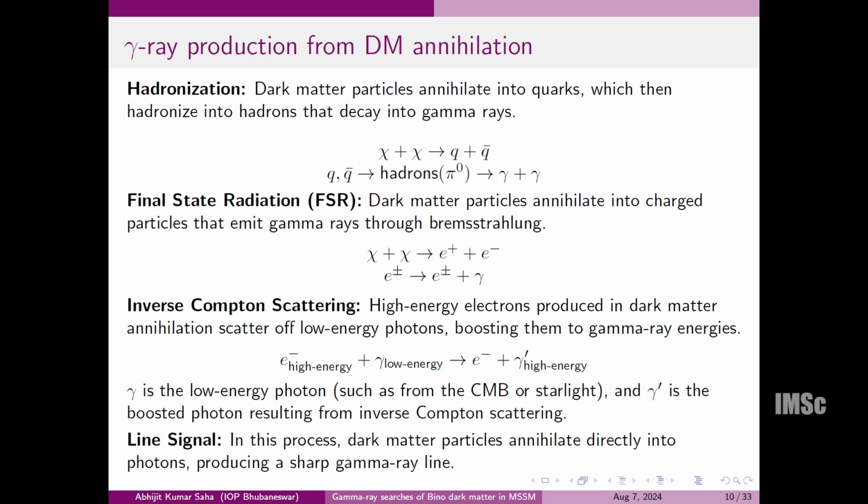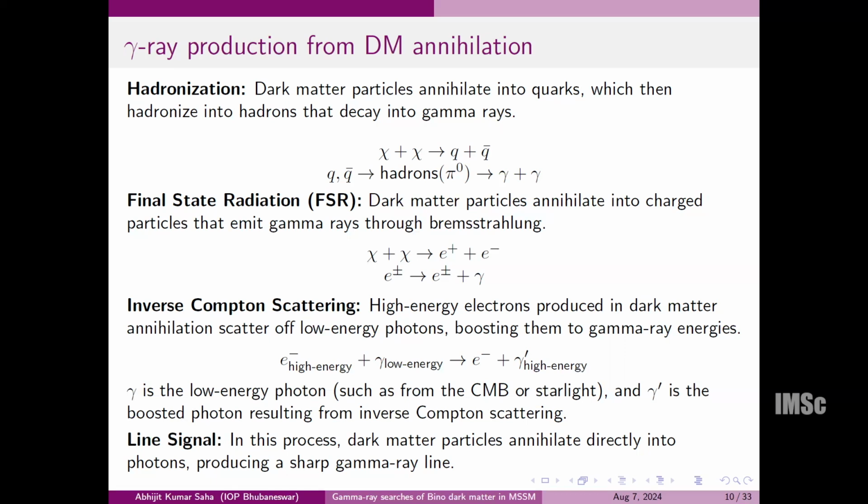Besides, there could be inverse Compton scattering too, where high energy electrons produced in the dark matter annihilation scatter off low energy photons, boosting them to gamma ray energies. Here you see that high energy electrons can scatter off low energy gamma and give you boosted gamma rays. Gamma prime denotes the boosted one.